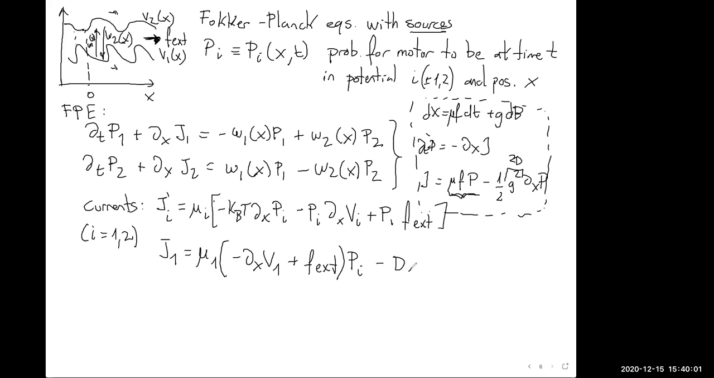So this is D1, mu kBT times partial x of P1. This is P1. So this is the typical Fokker-Planck current inside this potential, and J2 is the same inside this potential. So now we have Fokker-Planck current here and here due to diffusion. It has potentials, it has external forces, so it's a very rich model, this one.